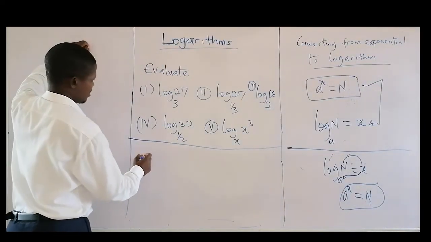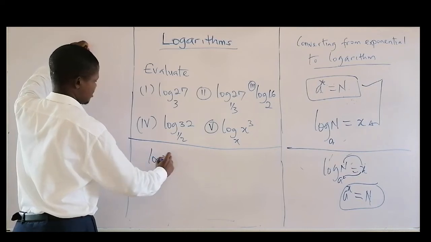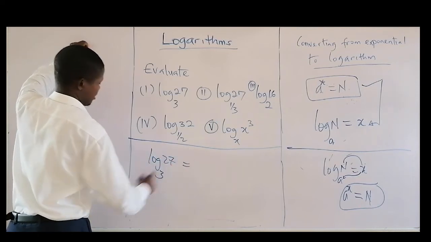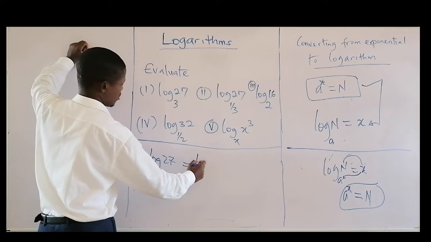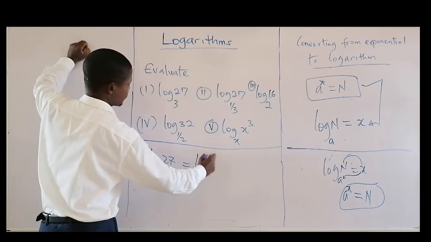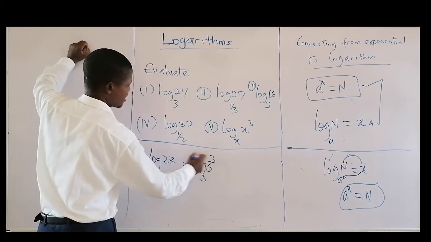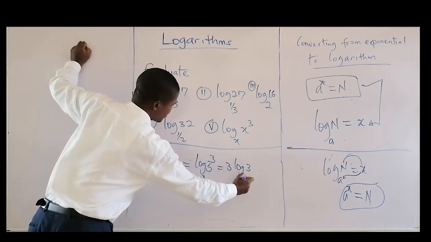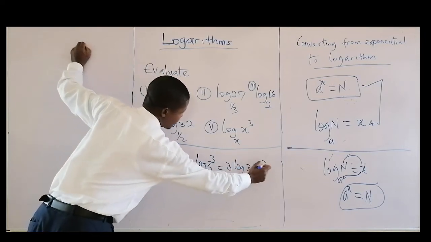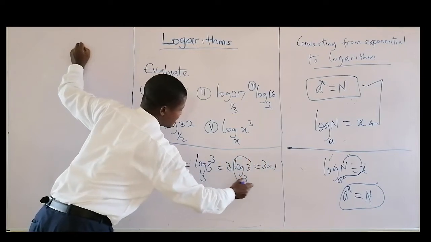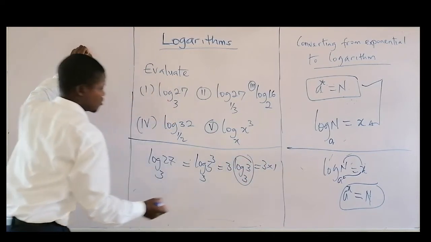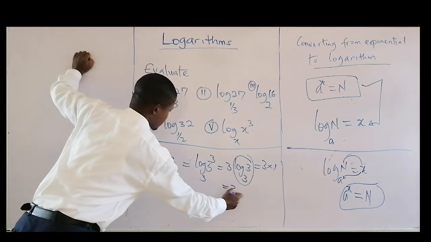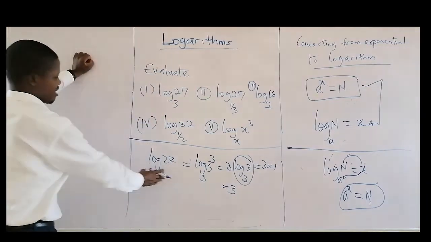Question 1, log 27 base 3. This will be equal to log 27, which is 3 power 3, base 3. This 3 can come to the front, and that will be 3 log 3 base 3. And that's 3 times 1, because log 3 to base 3 is 1. So that's 3. You can solve it in many ways.